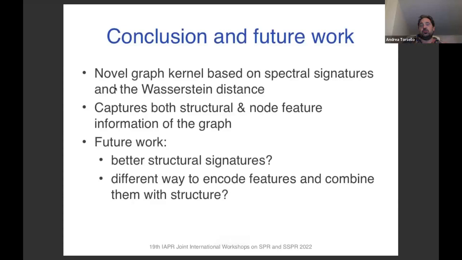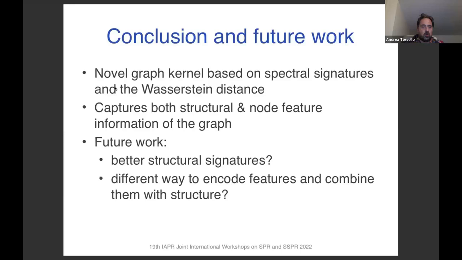Just as a conclusion, we have introduced a novel graph kernel based on the spectral signature and the Weisfeiler-Lehman. The idea here is that we can capture both structural and node feature information of the graph quite effectively and extract powerful discriminating kernels.